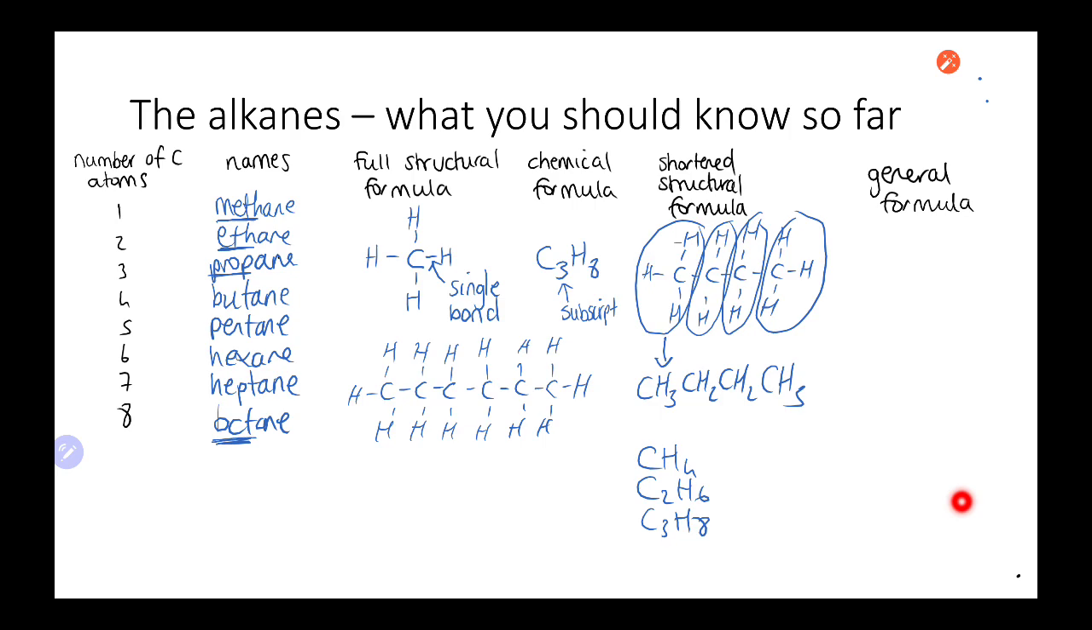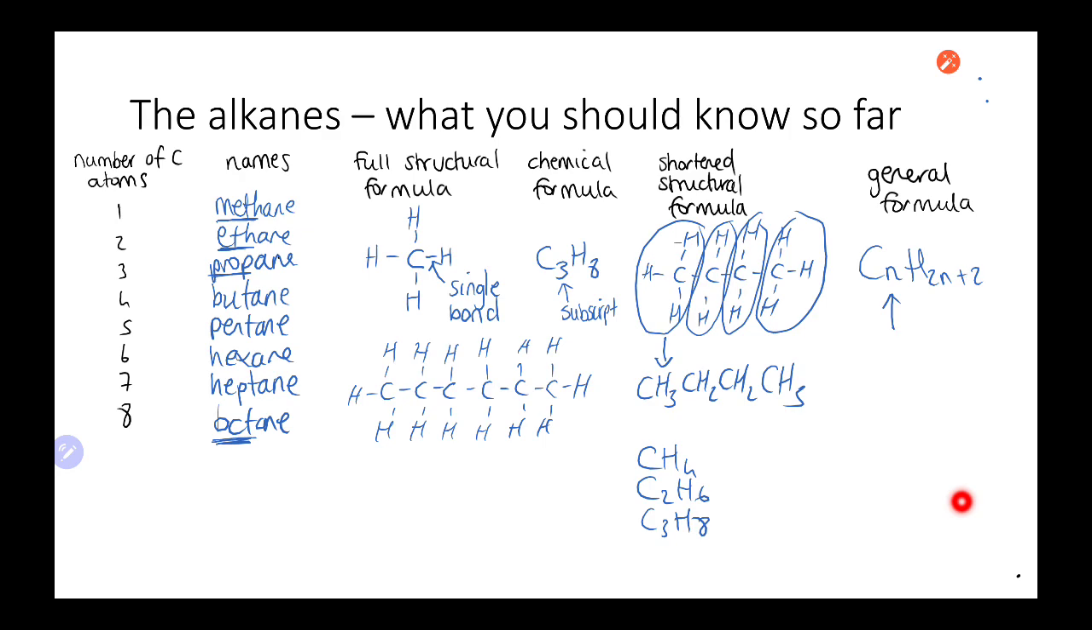So some of you might have done patterns and things like that in maths, and that's all it is. So the general formula for the alkanes is CnH2n+2. Okay, so basically all that means is that however many carbons you've got, which is the n, right, so n can be any number, it means that there's going to be twice as many hydrogens plus 2, right?